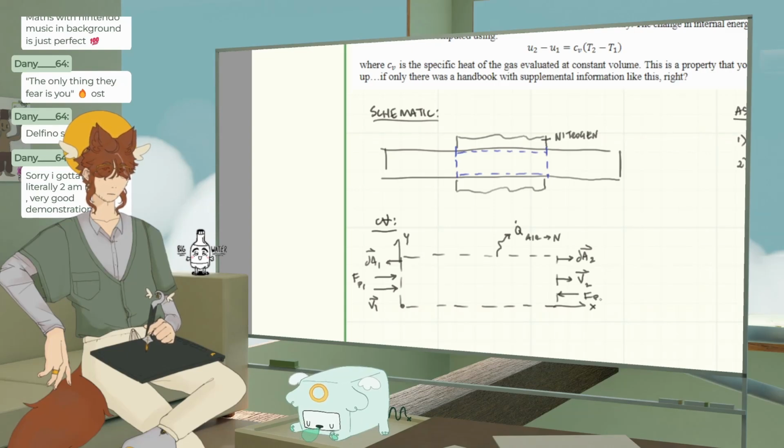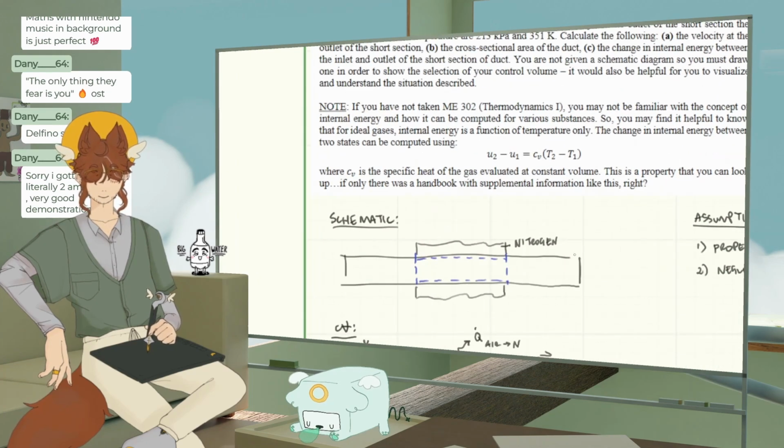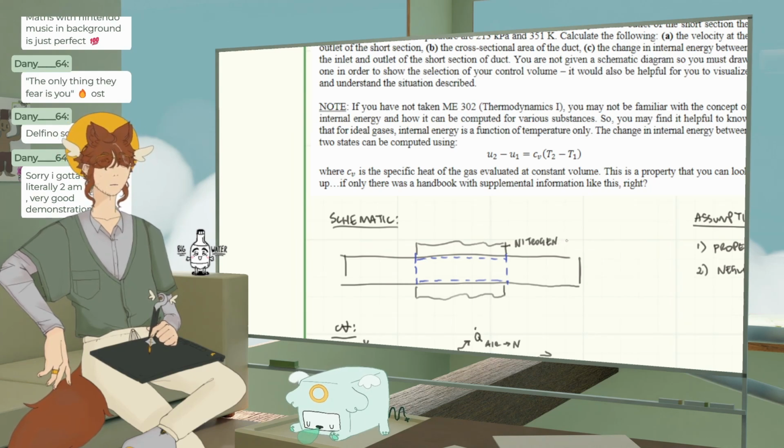And then FP2. Getting a little big on this small control volume, but that's fine. Alright, we need the velocity at the outlet. We're given: air flows through a long duct of constant cross-sectional area at 0.5 kilograms per second.